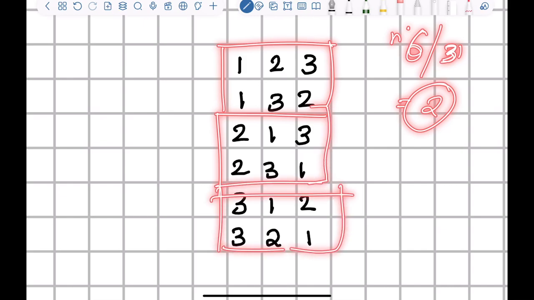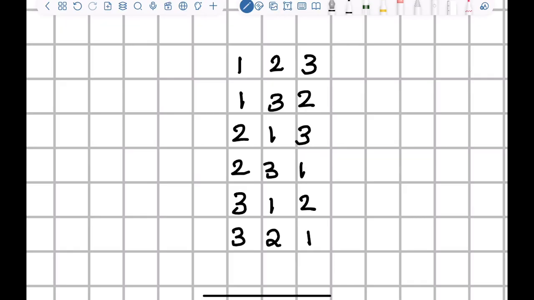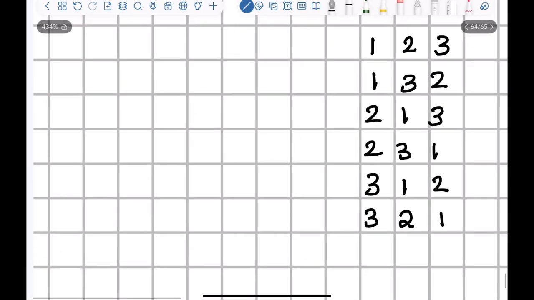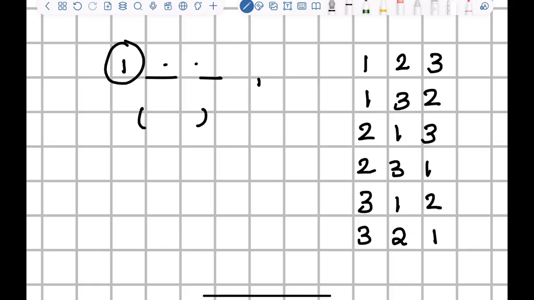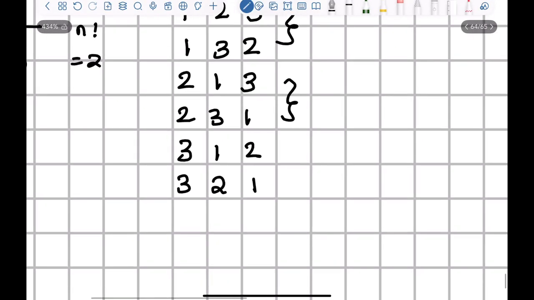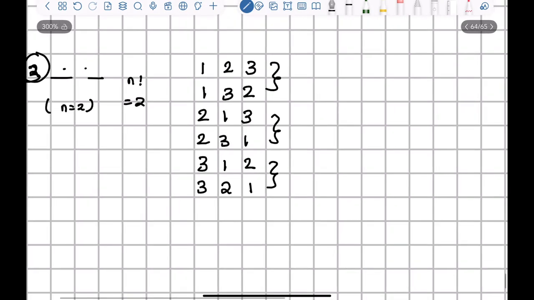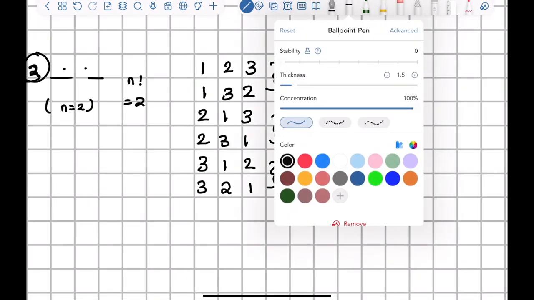Also, this can be proven mathematically. Because let's say you assume this to be a container where this is fixed. So the number of ways to fill this with a pool of 2 things is again n factorial. Here n is equal to 2, so it is 2. So this is 2 ways with 1 as constant, 2 ways with 2 as constant, and 2 ways with 3 as constant, right?